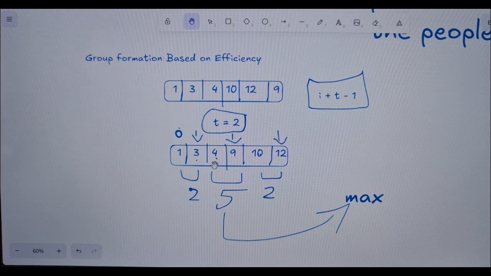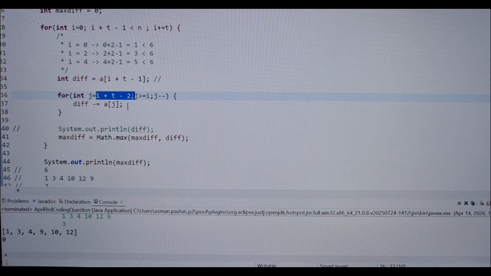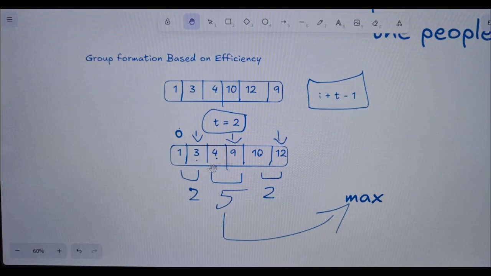So here what we can do is 4 minus 3 minus 1. See, I plus t minus 1 means this index. What's the index over here? 2. So I plus t minus 1 means 2. And I plus t minus 2 means this value I'm talking about. So here it will come here. I plus t minus 1: what's I? 0. t means 3, so 0 plus 3 is 3, 3 minus 1 is 2. 0, 1, 2.